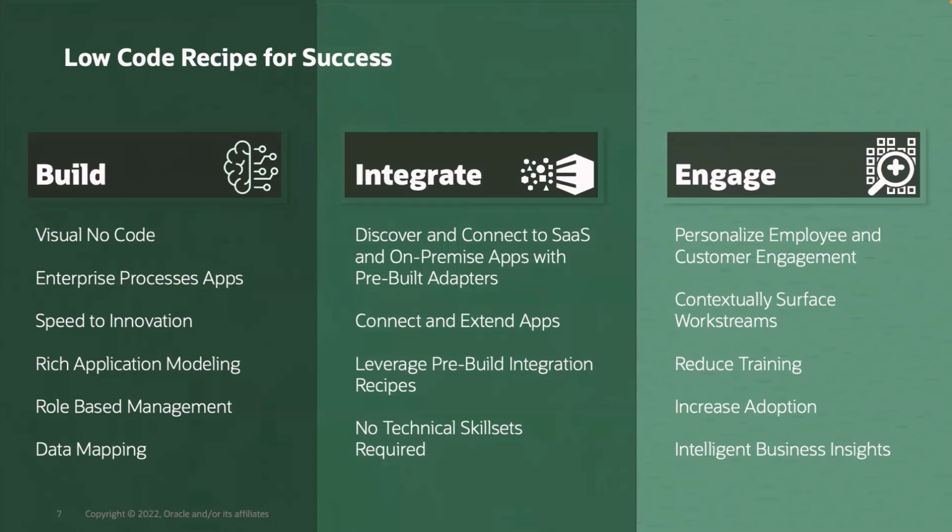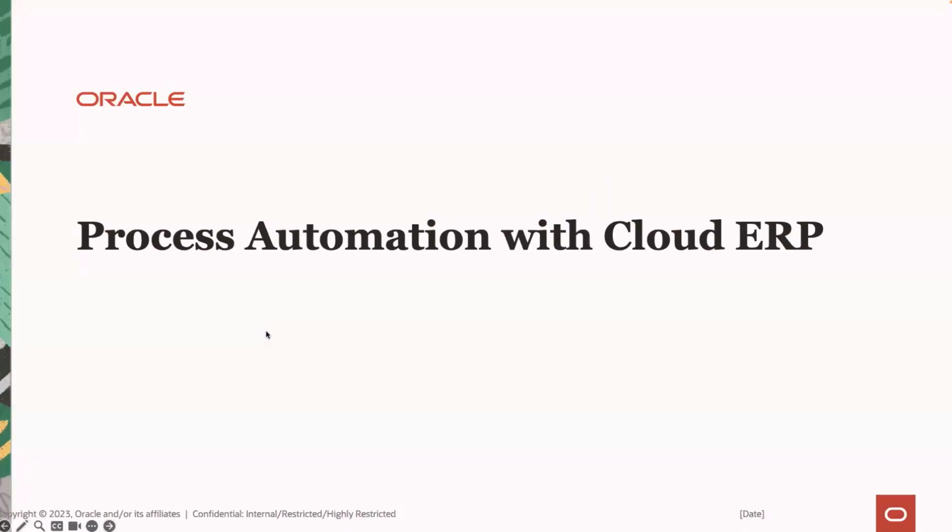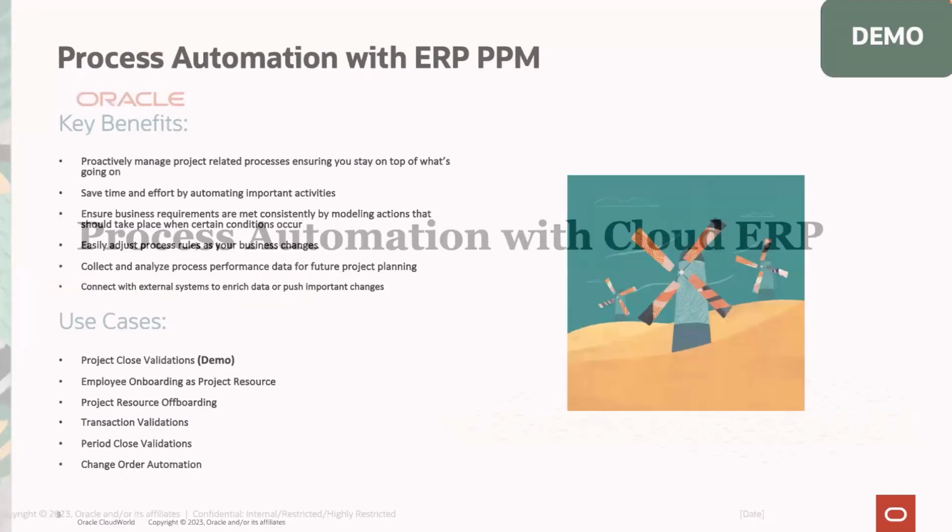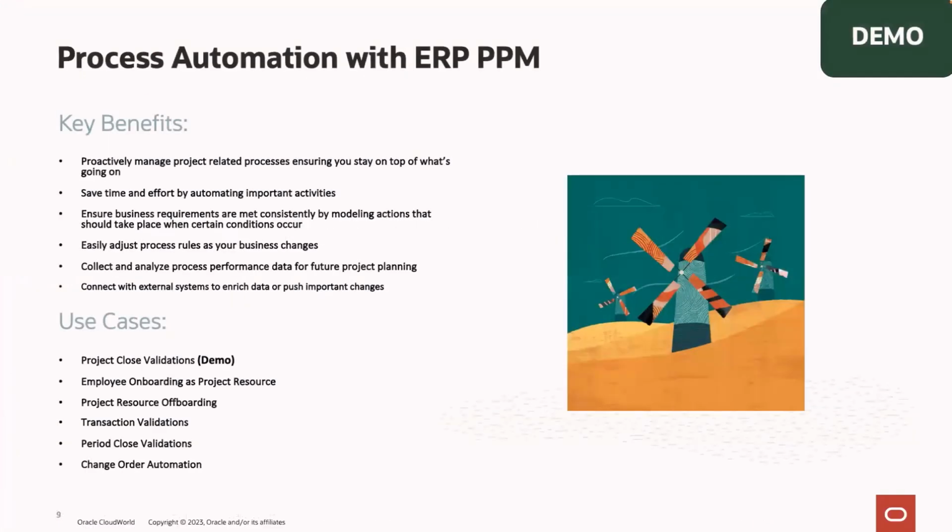So we will look at two primary use cases. The first use case that we will look at is process automation as part of our ERP cloud. And the use case that we will look at is the project close use case. A typical project close use case is pretty straightforward. When a project is being completed or closed out, multiple sub tasks or processes or requisitions or orders need to be completed before the project can be successfully closed out.